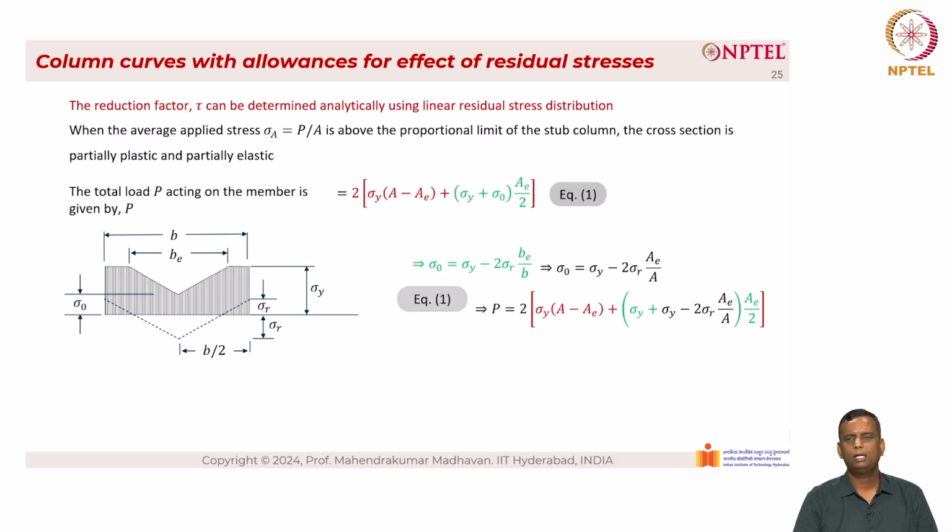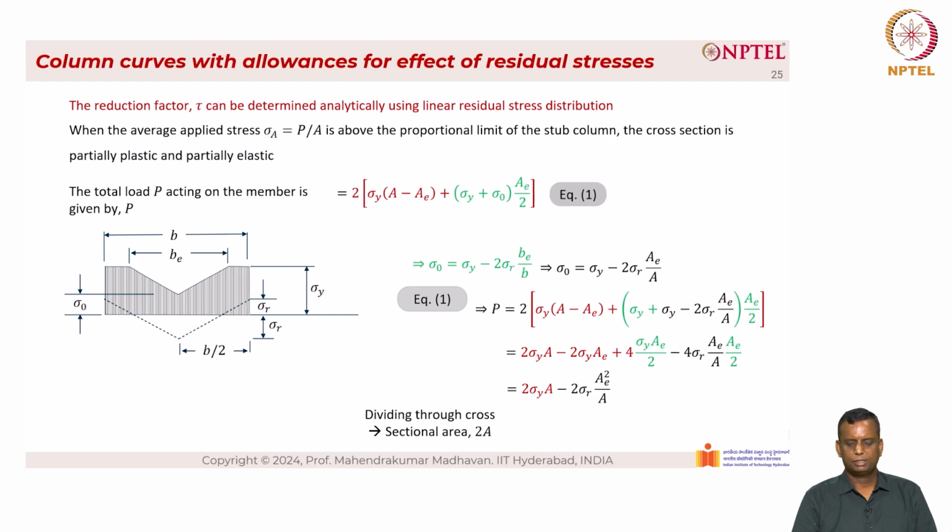So equation 1 now becomes P equal to 2 into sigma y into (a minus ae) plus (sigma y plus, instead of sigma naught, we put sigma y minus 2 into sigma r into ae by a) into ae by 2. So this becomes 2 into sigma y into a minus 2 into sigma y into ae plus 4 into sigma y into ae by 2 minus 4 into sigma r into ae by a into ae by 2. This again can be simplified further as 2 into sigma y into a minus 2 into sigma r into ae square by a.